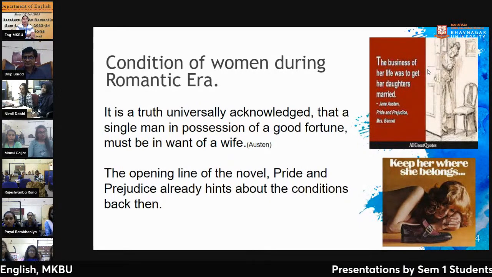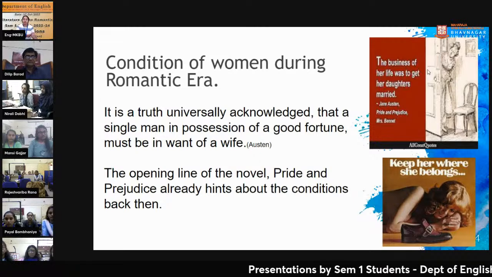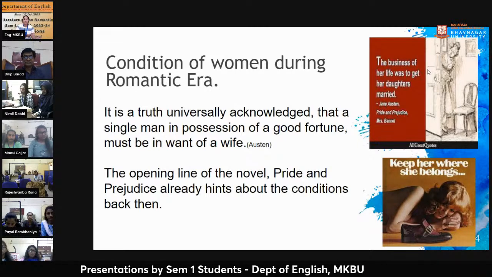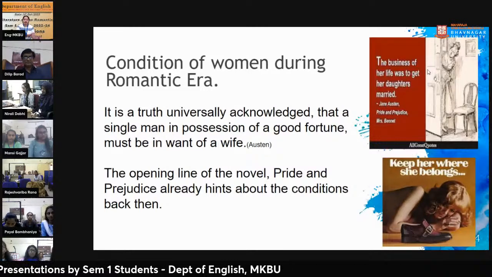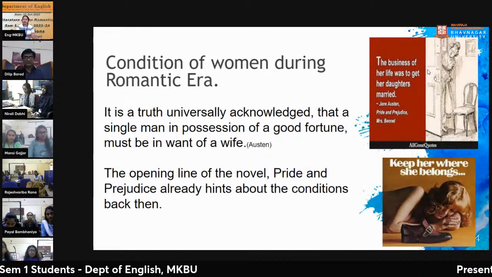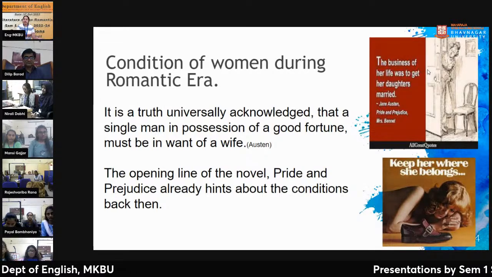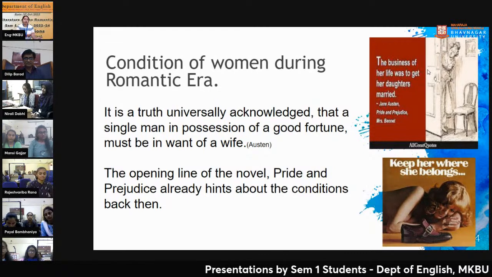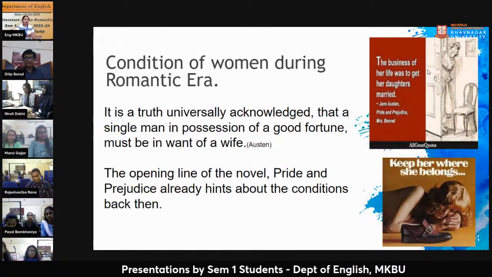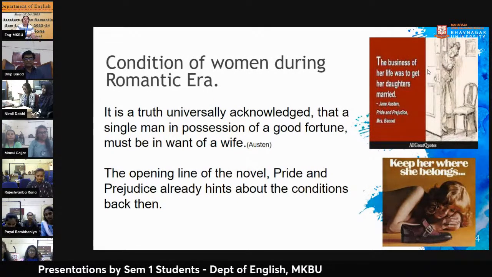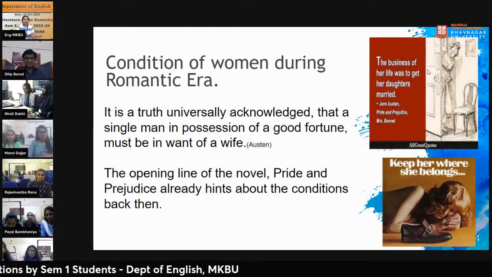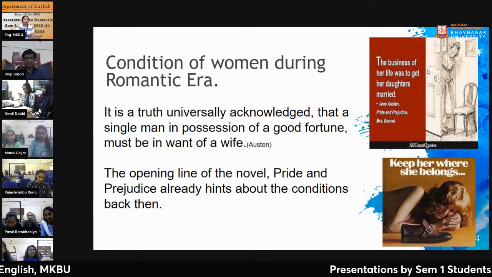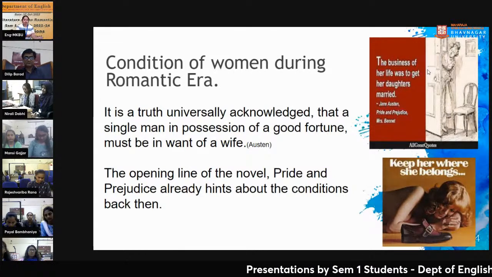The business of her life was to get her daughters married. This is for Mrs. Bennet, who was constantly trying to get her daughters married. Also, during the Romantic era, it is believed that women were not able to inherit the lineage and hereditary of their fathers. So, it was very essential to have a male member in the family, or one of the daughters of the family should be married, or else the lineage would be passed on to the male who is a distant cousin.